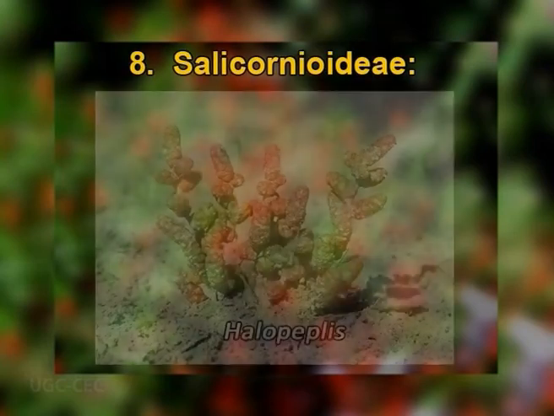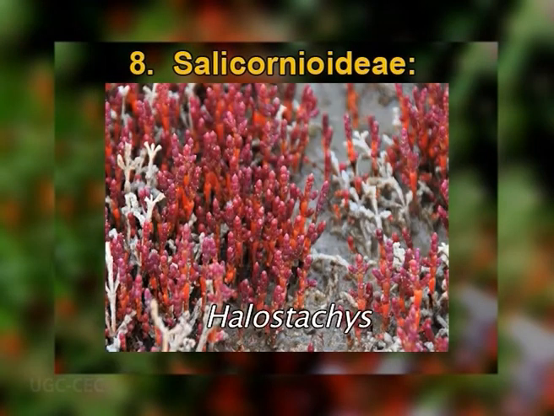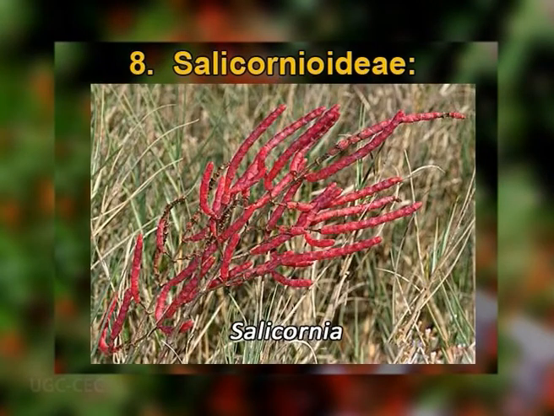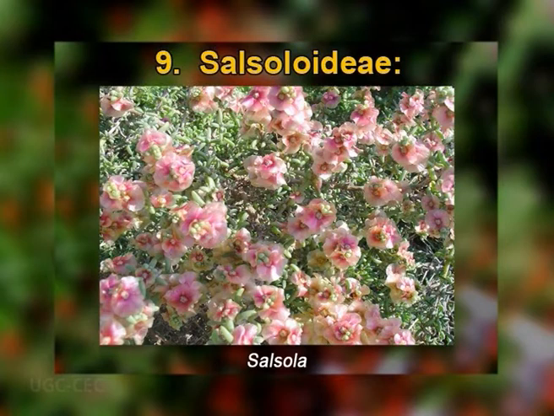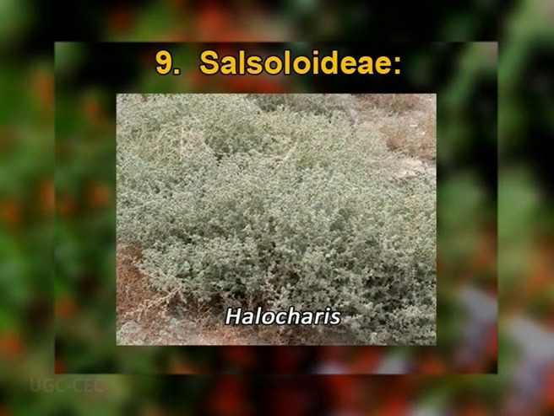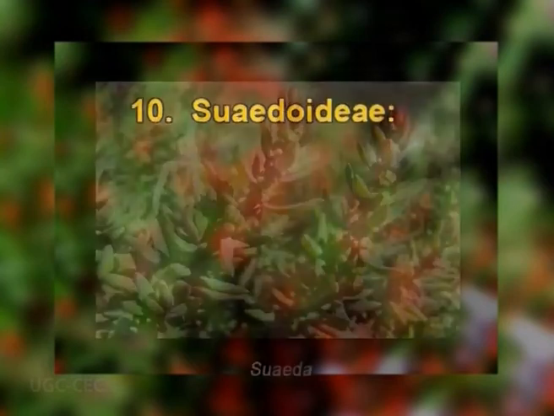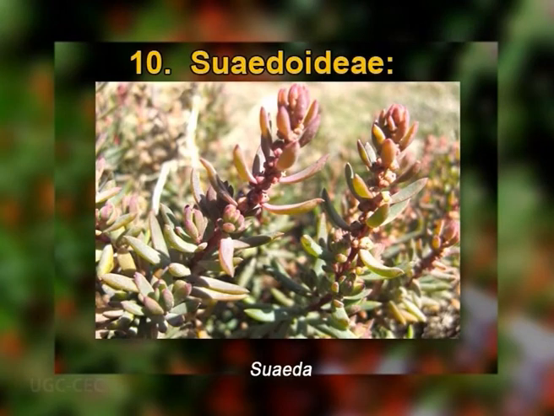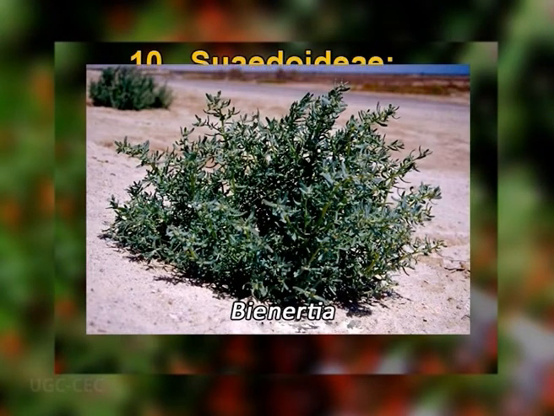The eighth subfamily is Salicornioideae. Examples in this subfamily are Halopeplis, Halostachys, and Salicornia. The ninth subfamily is Salsoloideae. It is exemplified by genera like Salsola and Halocharis. The 10th subfamily and the last one is Suaedoideae. It is exemplified by Suaeda and by Bienertia.